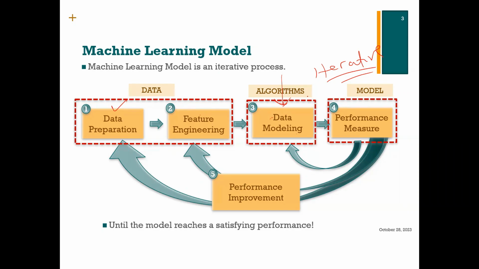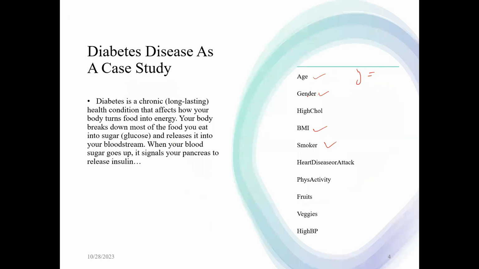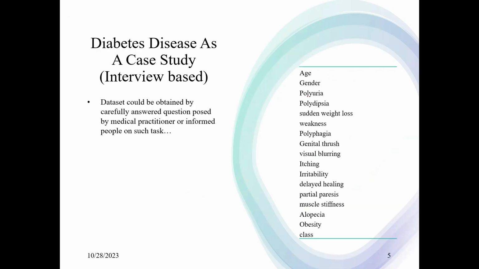So having established this, last week we covered the example of diabetes. We even said that you can deal with a data set where you don't even need to go to a clinic for anything, just a basic interview with people. Data could be obtained by carefully answering questions posed by a medical practitioner or informed people on such tasks.